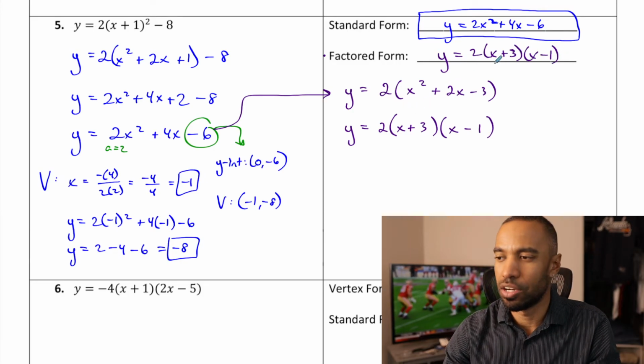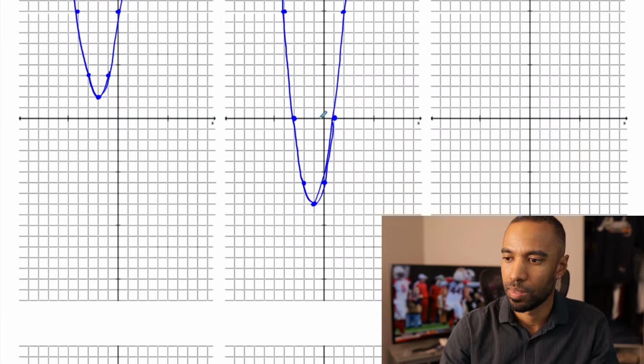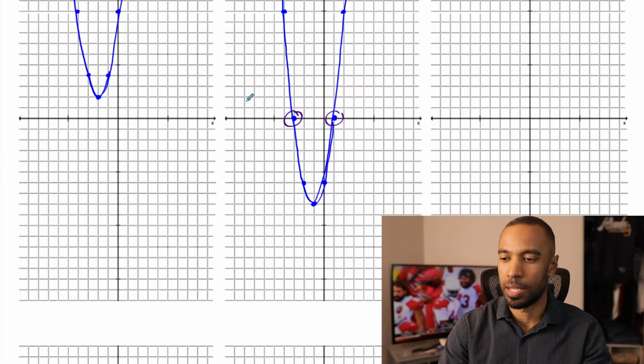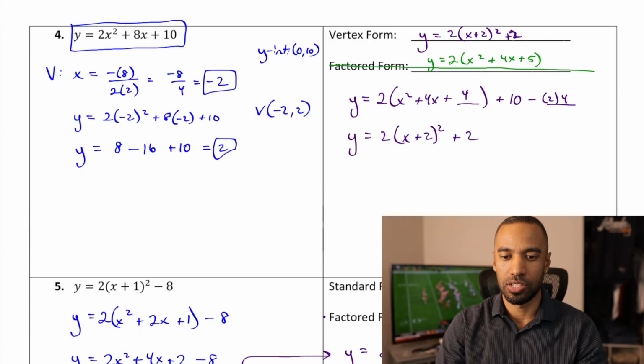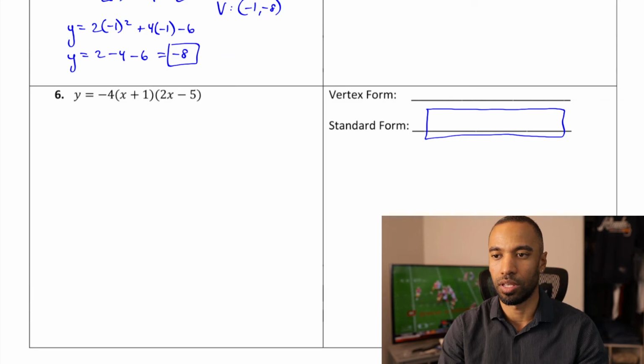Were our x-intercepts at negative 3 and positive 1? Negative 3, positive 1. Yes. Good, trustworthy experience there. All good. All right, one more problem, guys. Number 6. Hopefully we're over. Well, I don't know what this problem's going to really look like in general.